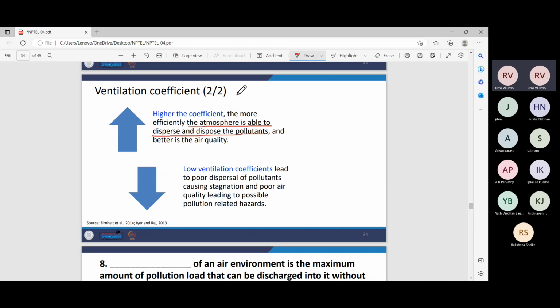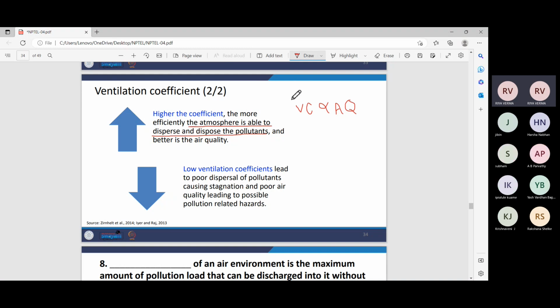Basically, your ventilation coefficient is directly related to your air quality. Please don't confuse this air quality with your AQI, because that is a different term. Higher the ventilation coefficient, better is your air quality, and lower ventilation coefficient leads to poor dispersal of pollutants, causing stagnation and poor air quality, leading to possible pollution-related hazards.